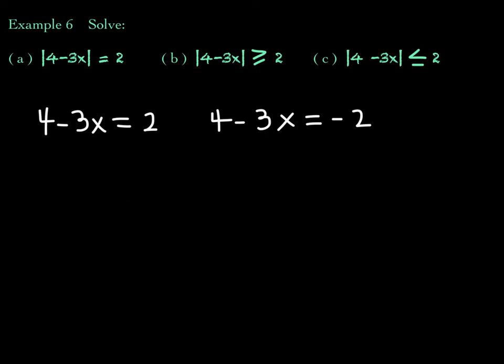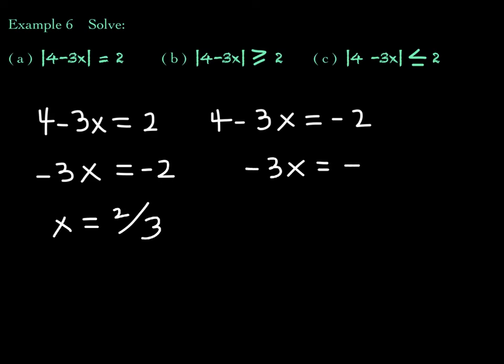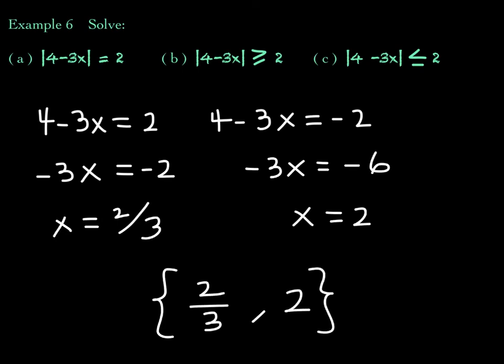So all we really need to do here is solve each of these equations. Notice that we have a compound equation here, two equations to solve. So let's solve the compound equation: subtract 4 from both sides, divide both sides by -3. So one solution is 2/3, right? And over here, subtracting 4, dividing by -3, the other solution is 2. So in set notation, you have 2/3, comma, 2. These are the solutions for the absolute value equation.